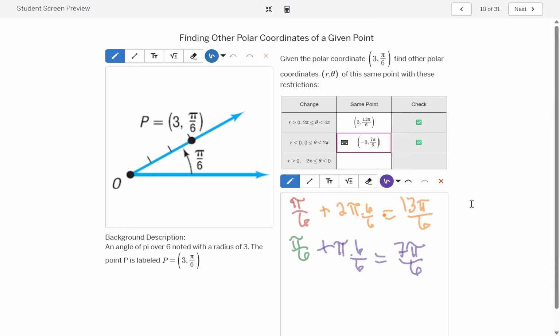Now, if I also wanted to make the angle negative, I could subtract 2 pi from 7 pi over 6, and I'd get negative 5 pi over 6. That's another way to type the same location, just with slightly different coordinates.